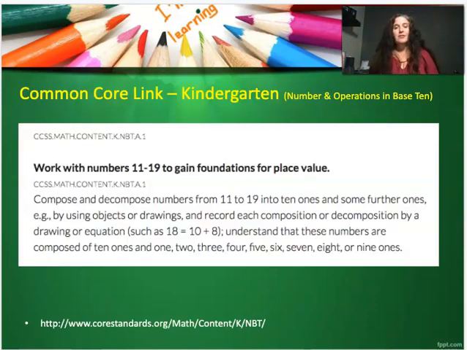So here's some of the standards so you can see it. In kindergarten, they learn place value, so 11 through 19, and look how they talk about composition and decomposition. So you should be able to break down 18 into 10 plus 8. And so you could see that these are composed of different numbers. Okay, so that's in kindergarten.